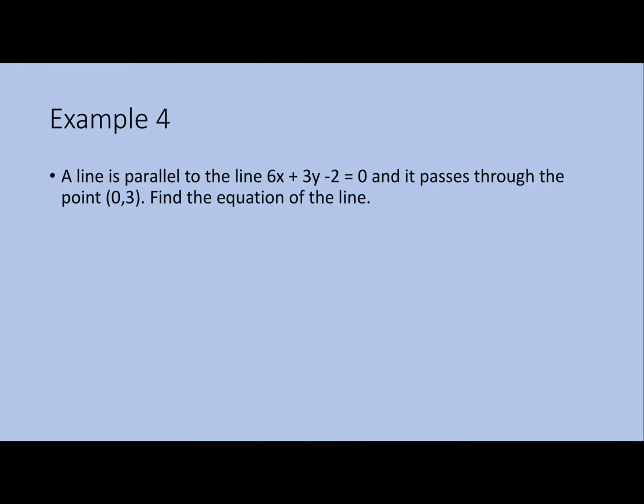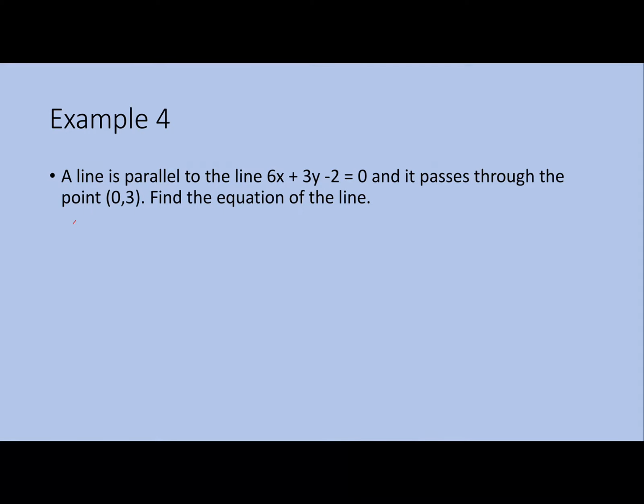Example 4. A line is parallel to the line 6x plus 3y minus 2 equals 0, and it passes through the point 0, 3. Find the equation of the line. Okay, so we've got some information that the line that we're after is parallel to 6x plus 3y minus 2 equals 0. But really, to get the gradient of it, we need that in the form y equals mx plus c. So that's the first job.